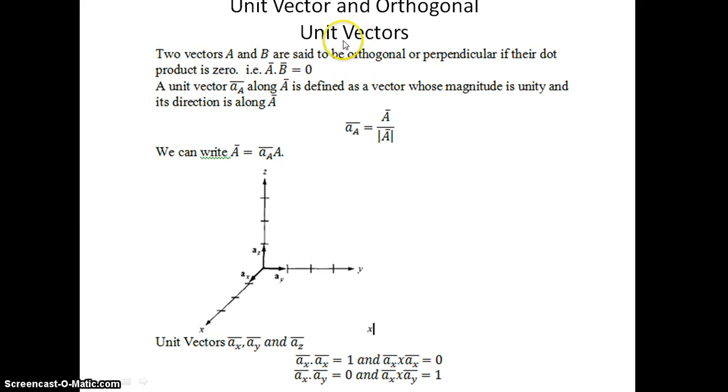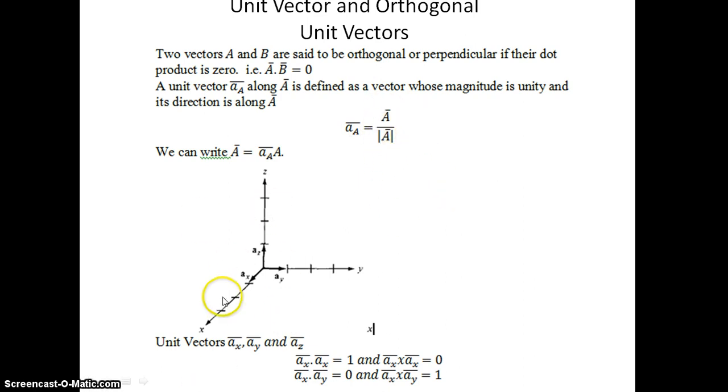Okay. And unit vector, how do you define a unit vector? A unit vector is defined as a vector whose magnitude is unity. From the name itself you know that the magnitude of a unit vector is unity. Direction is along A, that is, for a vector A, the unit vector is given by A vector by magnitude of A.